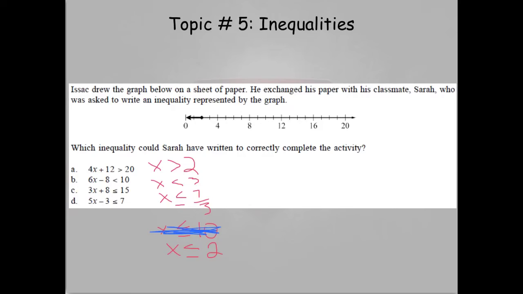Anyways, so which graph best matches this? Well, here's 0, so that means this is 1, 2. So we're looking at either A or D. A is a greater than, so it would be shaded to the right. That is not the case. This is a less than or equal to. Notice when it has the equal to sign, it's a solid, like a closed circle. And this is less than, so we shade to the left. So our best answer choice would be D. Did you get that right?